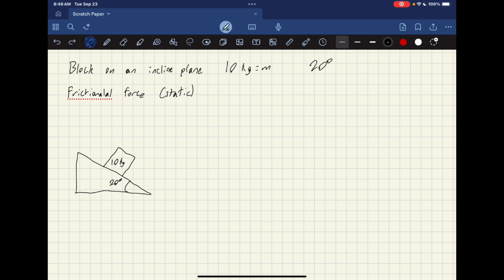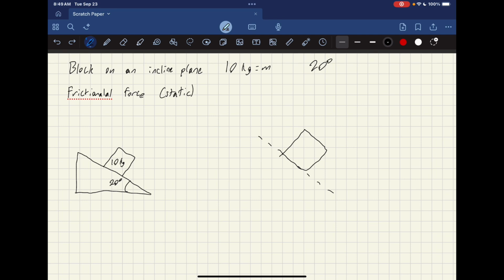I'm actually going to tilt it to show exactly what's going on. So when you're drawing your free body diagram, it may often help to draw a reference line that represents the plane. It might just help you to think about it a little more.